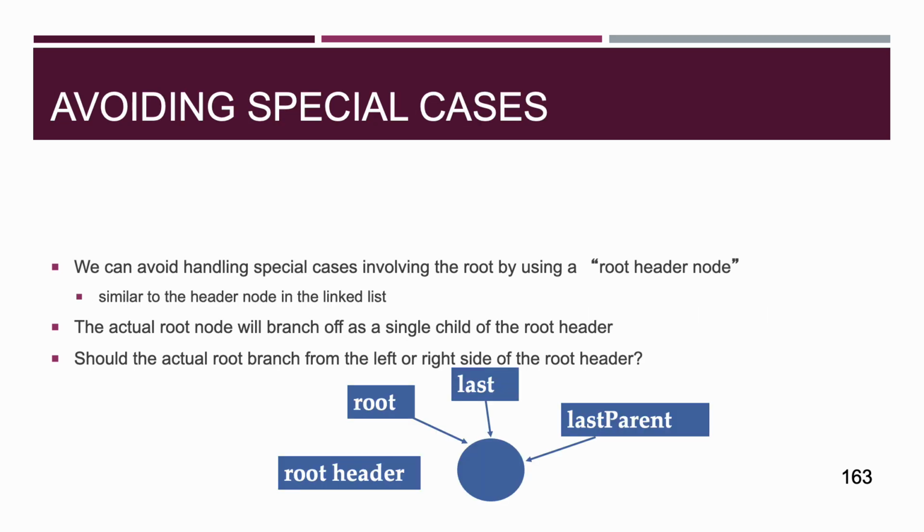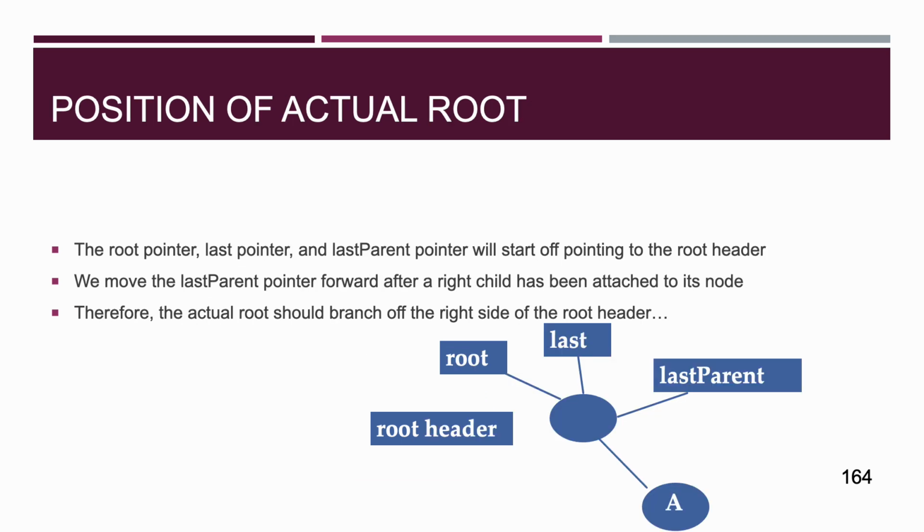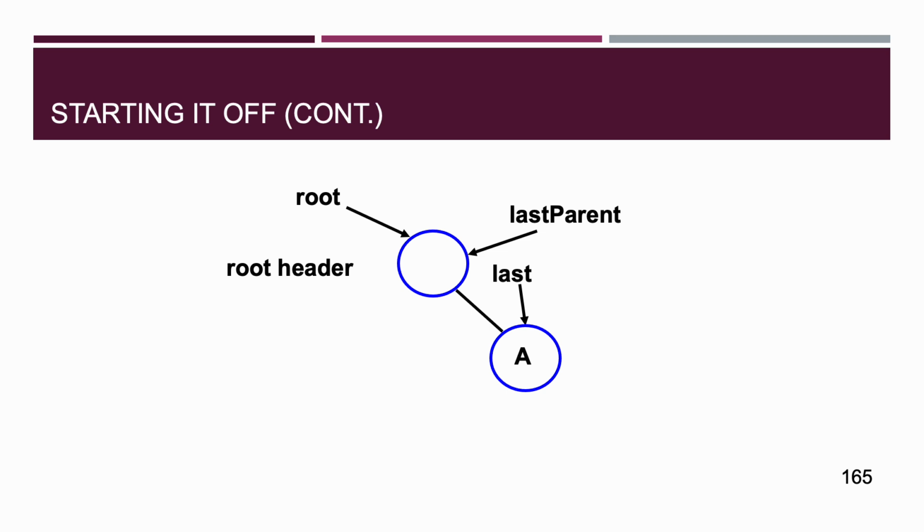Okay, now avoiding special cases. We can avoid handling special cases involving the root by using a root header node, which is similar to the header node in the linked list. The actual root node will branch off a single child of the root header. Should the actual root branch from the left or right side of the root header? Here, the root pointer, last pointer, and last parent pointer will start off pointing to the root header. We move the last parent pointer forward after a right child has been attached to its node. Therefore, the actual root should branch off the right side of the root header. So this is how we'll do it.